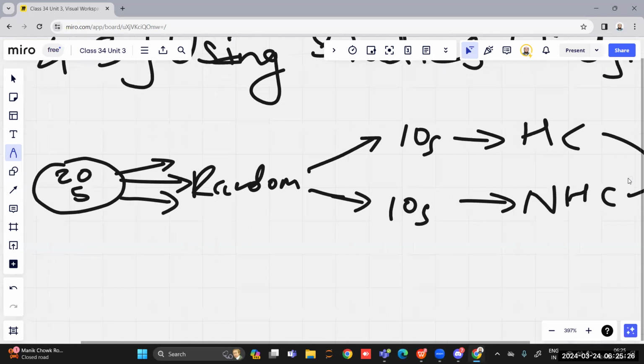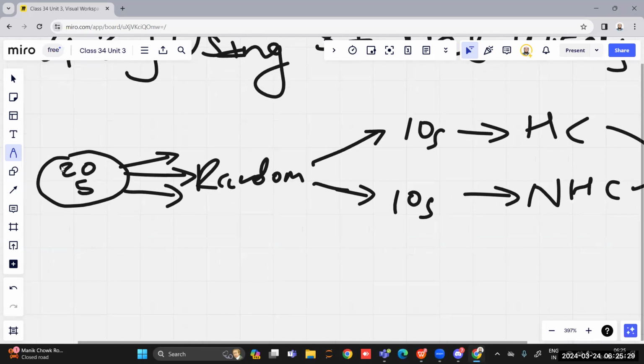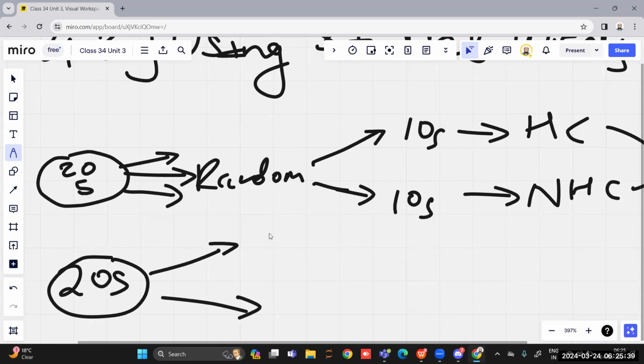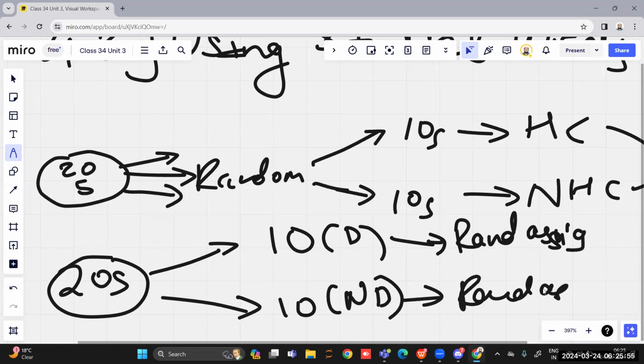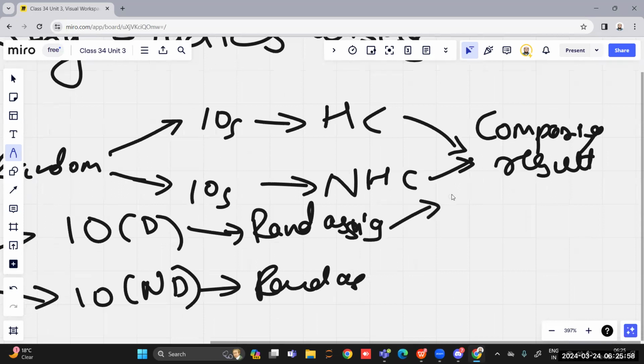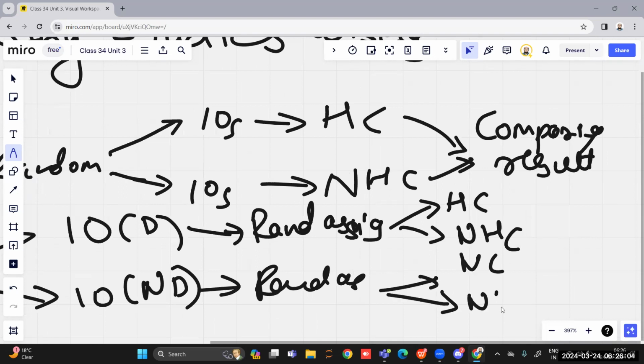And what was block design? We used to make different blocks depending on the similarities. For example, there are 20 students. Suppose we have made two blocks, one having diabetes and the other having non-diabetes, correct? Then we do random assignment within each block: having caffeine, not having caffeine, here also having caffeine, not having caffeine. Then we compare the results, here we compare and here also compare. That's what we have learned.